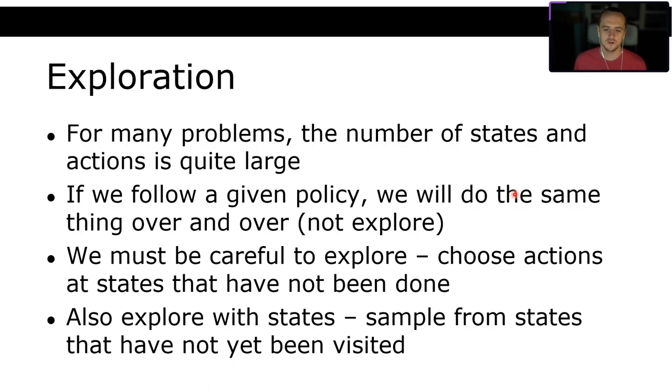Okay, so for many problems, the number of states and actions is actually quite large, right? Blackjack is actually a small problem in comparison to, say, robotics problems or something like that, or pathfinding even. So if we follow a given policy, we will do the same things over and over and not necessarily explore. So we must be careful to explore. We have to choose actions at states that have not been done before. Also, we want to explore with states as well. So we're going to sample from states that have not yet been visited.